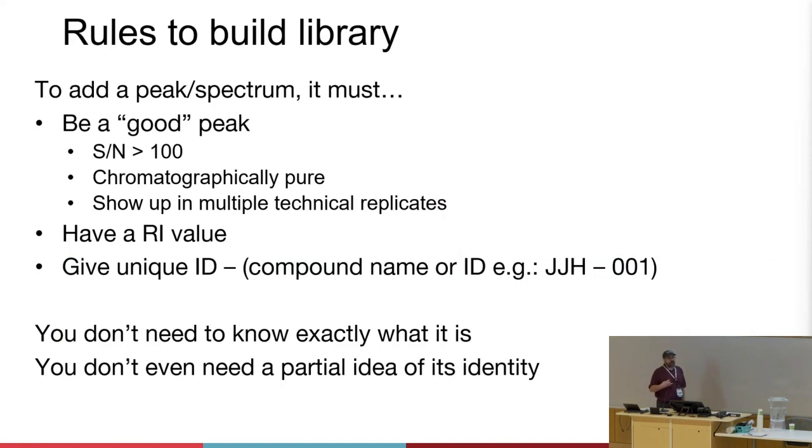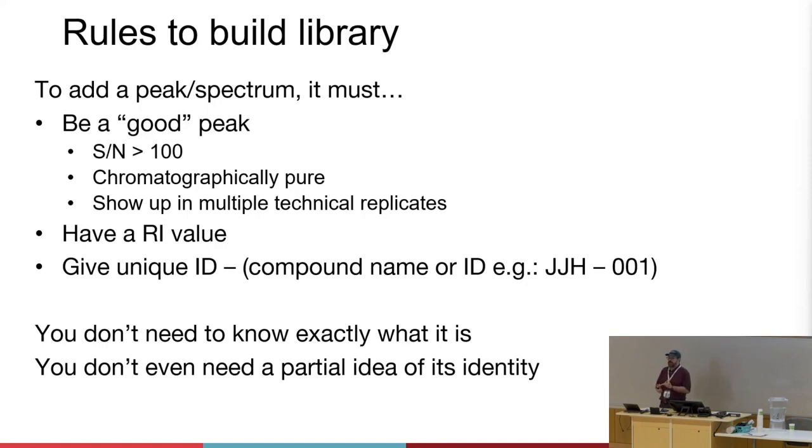If we're building this library, we have to have some rules. So if we're going to add a spectrum or add a peak, it has to be a good peak. By that we mean a pretty good signal to noise. We generally use 100 or 200 as a cutoff. It has to be chromatographically pure, so it's a good, clean spectrum of that compound. We also want it to show up in multiple technical replicates or multiple samples from our study because we want to make sure we're not adding some spurious bit of garbage that just showed up.